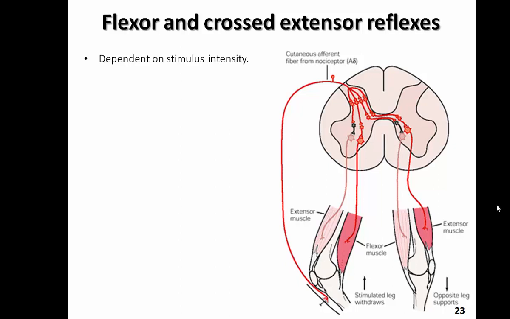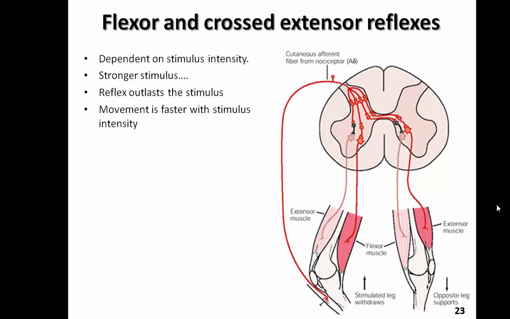These reflexes are much more complex in terms of the neural connections, and the magnitude of the reflex will often depend upon stimulus intensity. So with a stronger stimulus, the reflex will tend to outlast the duration of the stimulus. In that case, movement is often faster with stimulus intensity. So this is a graded type of reflex.